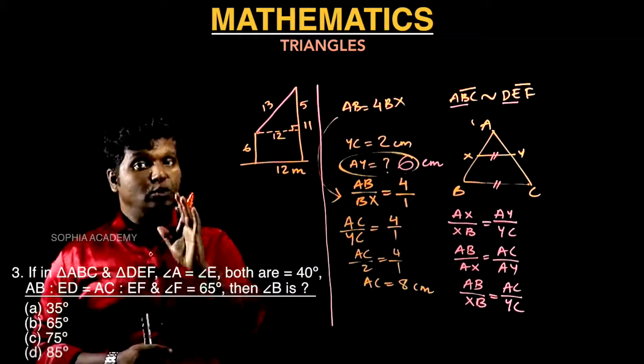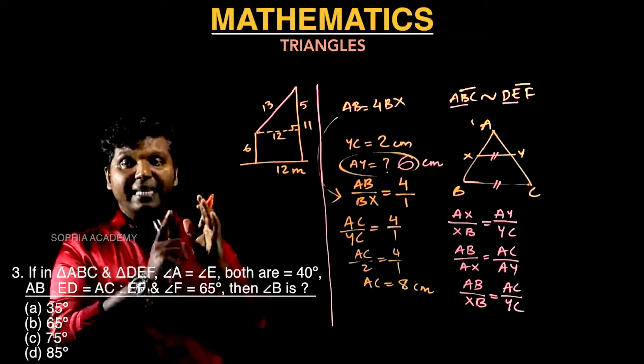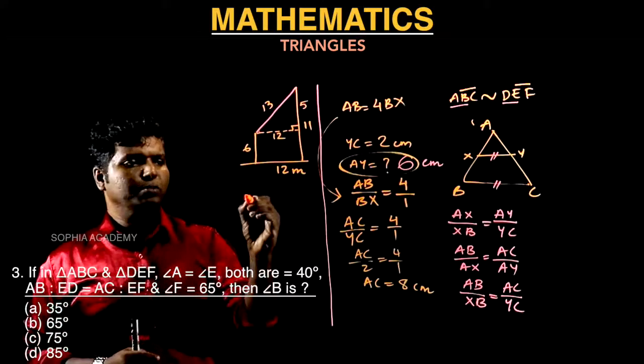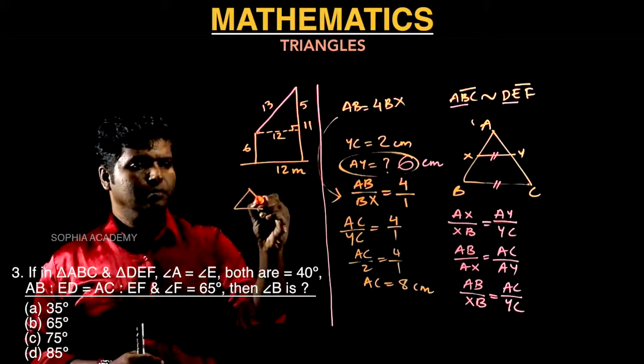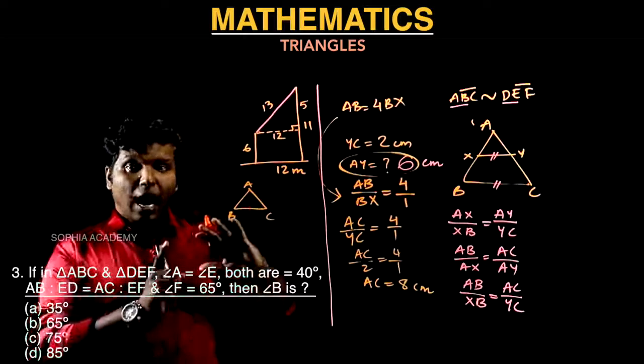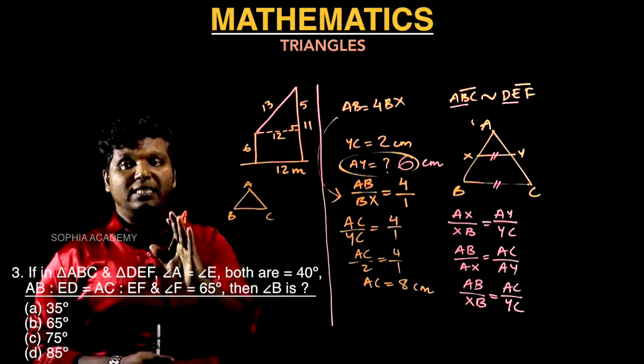So the next question is, there are 2 triangles given, triangle ABC and triangle DEF. So 2 triangles are mentioned. So let us draw simply 2 triangles, A, B, C. Another triangle DEF. Before drawing the triangle, let me tell you. See here, one thing is given.